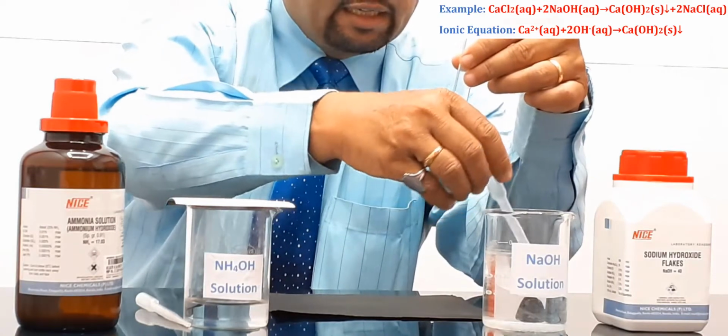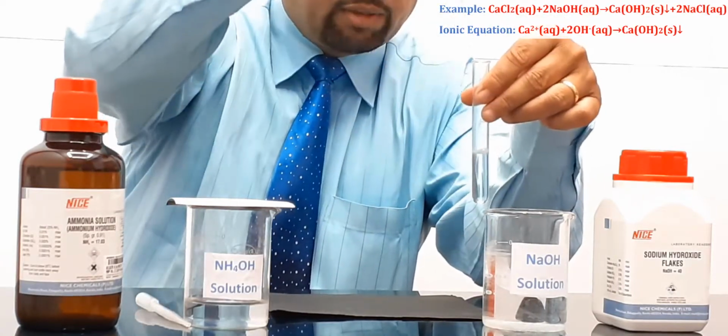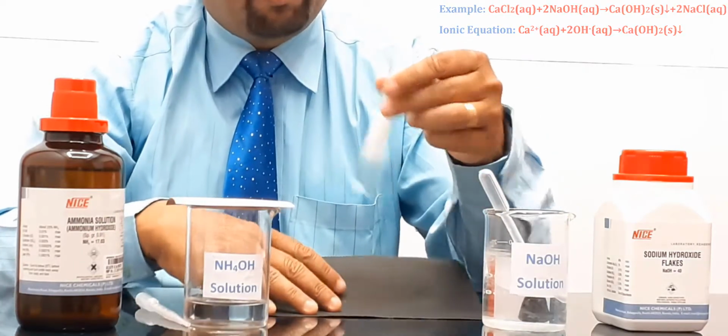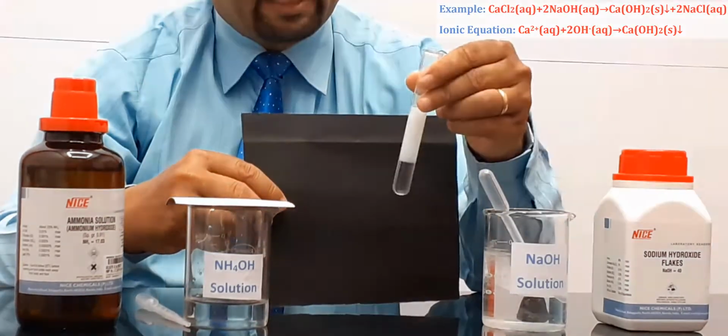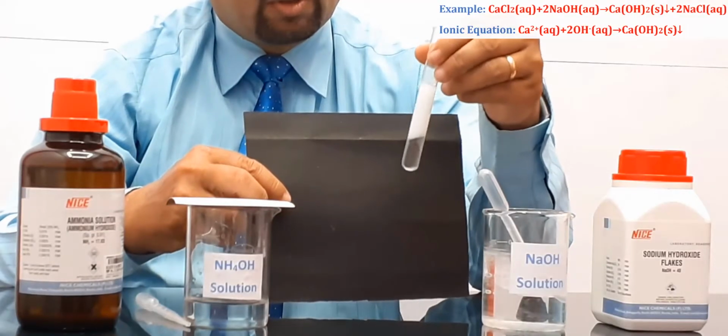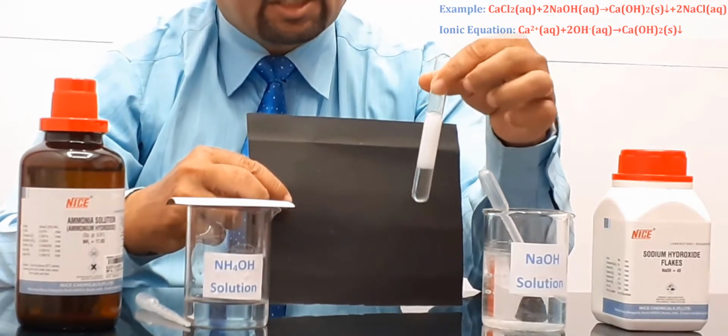Now let's add excess of sodium hydroxide solution into this. And you see, even when we add excess, the precipitate doesn't go away. The white precipitate remains. Okay, so this is half of the test.